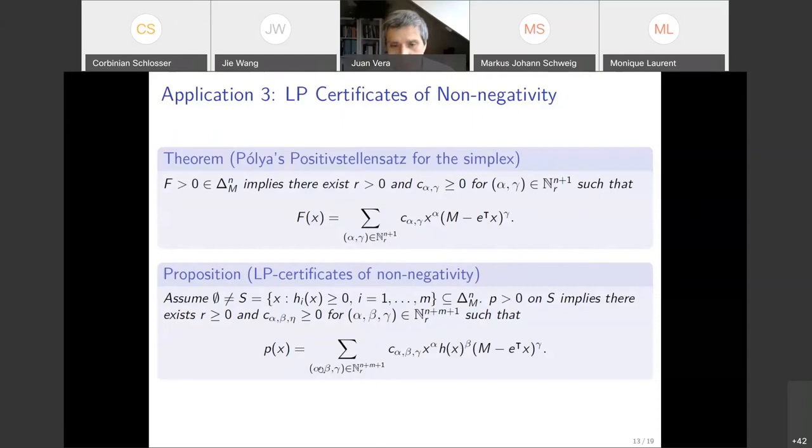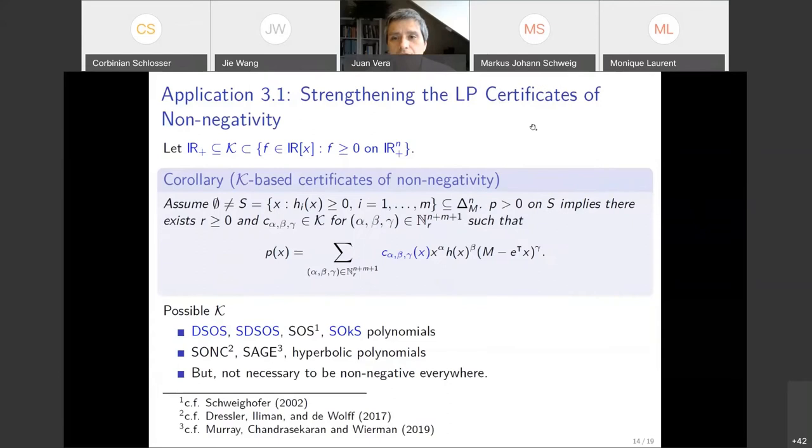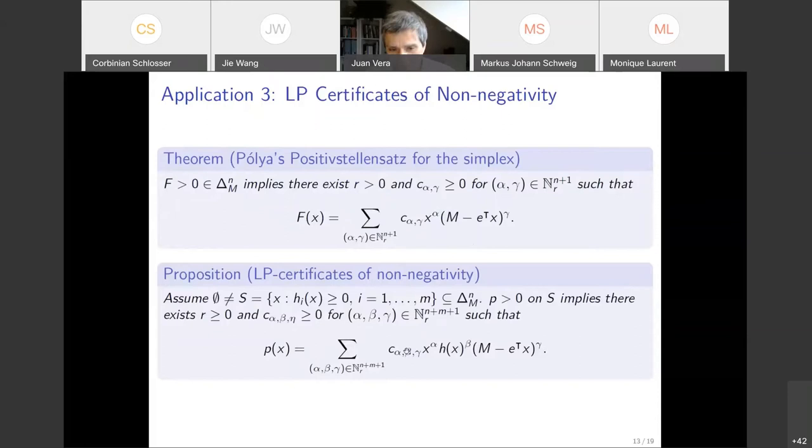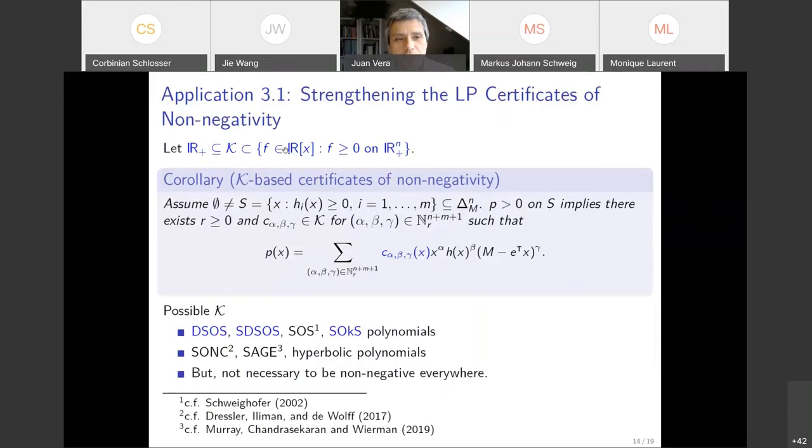Now, what is more interesting? Because asking for these constants to be non-negative is a very weak condition, we can actually strengthen it. If I take any class K of non-negative polynomials, actually I don't need them non-negative everywhere, only on the non-negative orthant, so it's a class of copositive polynomials. If I take any class of copositive polynomials that contains all the non-negative reals, then I can replace this constant here. This is a larger set, so it will contain in particular all the non-negative reals, because I put it here as a condition. Then I can represent any positive polynomial on this S in this way.